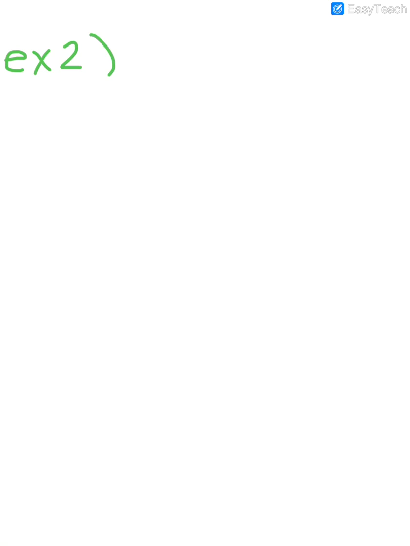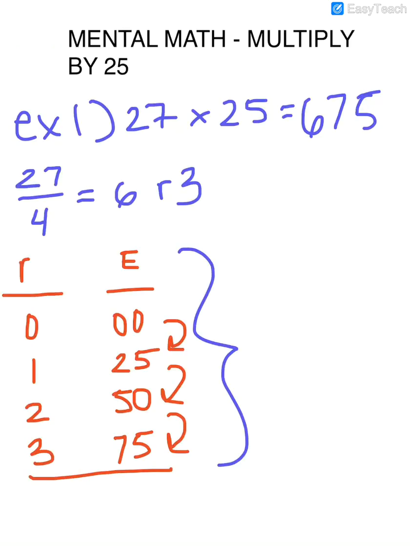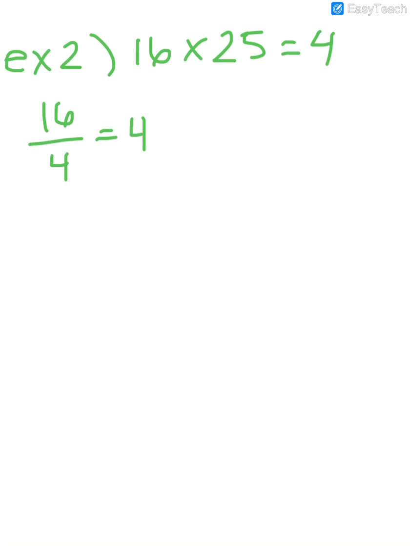And for this one, I want you to go ahead and pause and see if you can solve it on your own. All right, so we're going to be doing 16 times 25. Now, as you guys remember, the first step is to divide the non-25 number by 4. And 16 divided by 4 is just 4, right, with no remainder. And if you remember from this chart below, if there is a remainder of 0, or basically no remainder, at the end of the quotient, so at the end of whatever number you get after dividing by 4, you're going to put 0, 0. So the answer is 400.